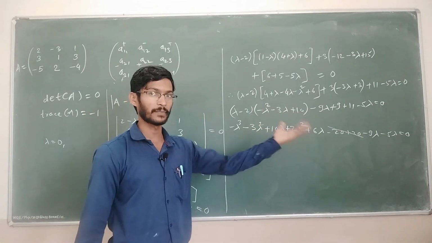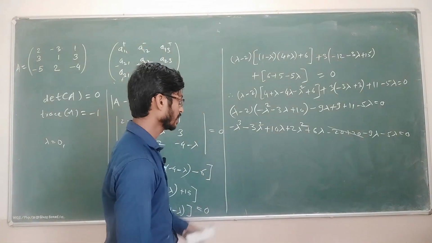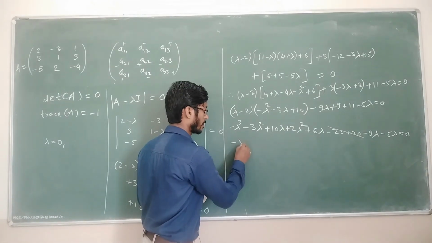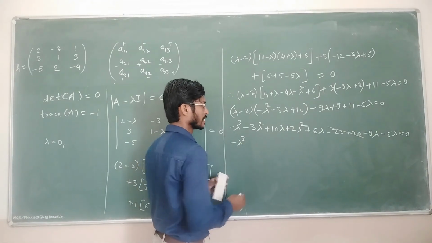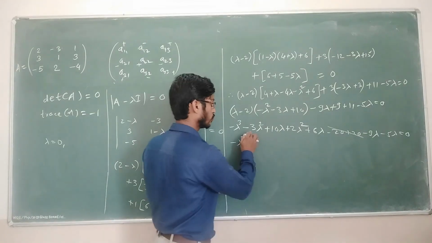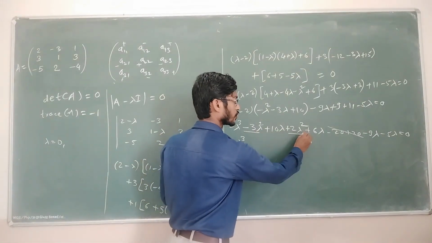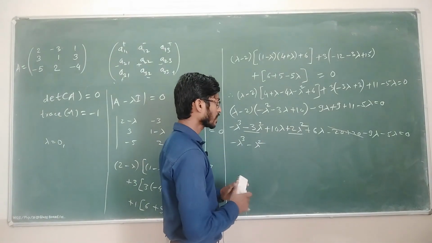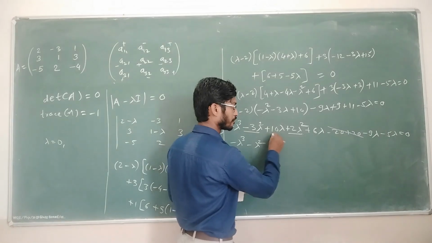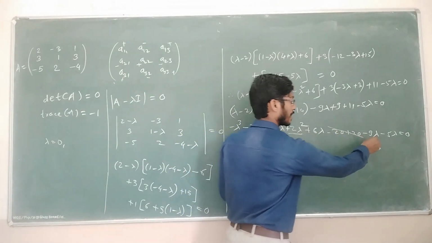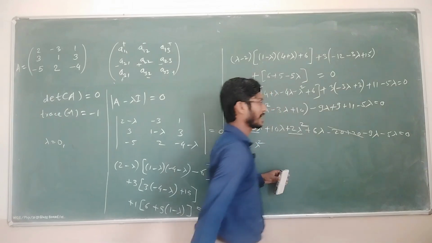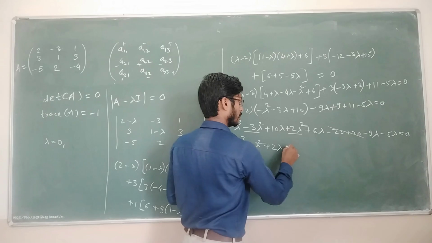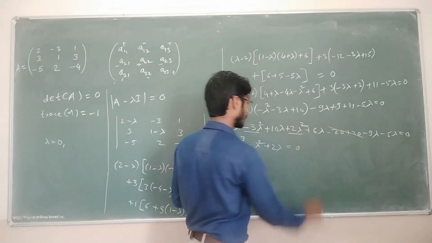So we can take lambda outside as common. We will see that shortly. Let's first add common things. There is only one term for minus lambda cube. Then for lambda square, there are two terms, minus 3 and plus 2, so this will be minus lambda square. Now for lambda: 10 plus 6 is 16, and minus 9 minus 5 is minus 14. So 16 minus 14 is plus 2 lambda, and the constant terms are gone. So this is equal to 0.